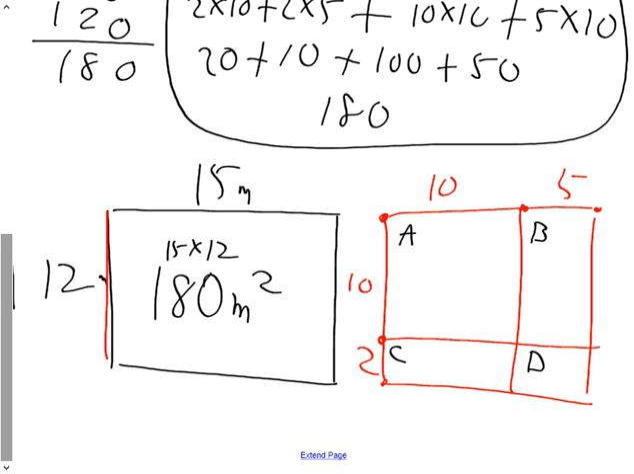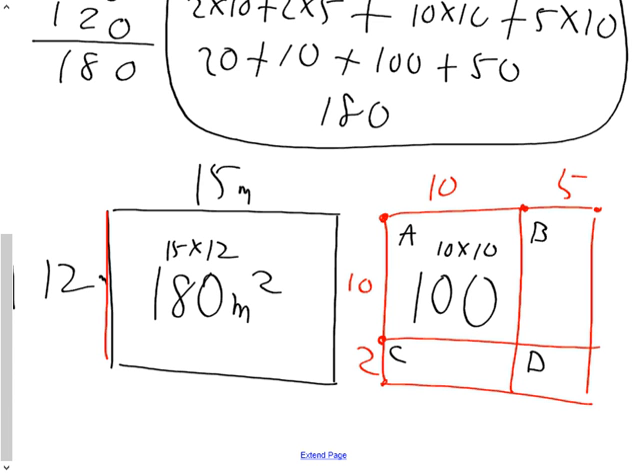So what we're going to do here is calculate the areas of each smaller square within that 180 square meters. What is the length and width of A in our redesign? It is 10 by 10. Do you agree? So 10 by 10 is our dimensions. What's our area? 100.